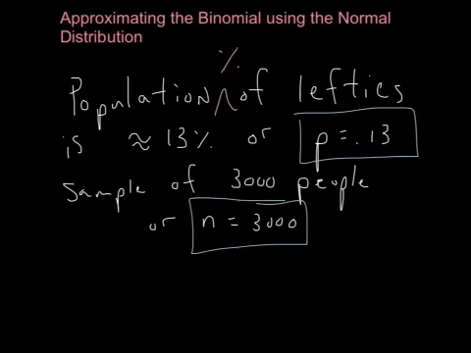Well, is this binomial? There's a four-part check. One, does the population stay constant? Is the population 13% as I grab each person? Yep, it stays constant. Someone's either left-handed or not left-handed. Correct. Whether somebody is left-handed is independent of the next person. Check. And I believe that 3,000 is less than 10% of the population of all people, we could say in the United States for this question. Good. So this is definitely binomial.